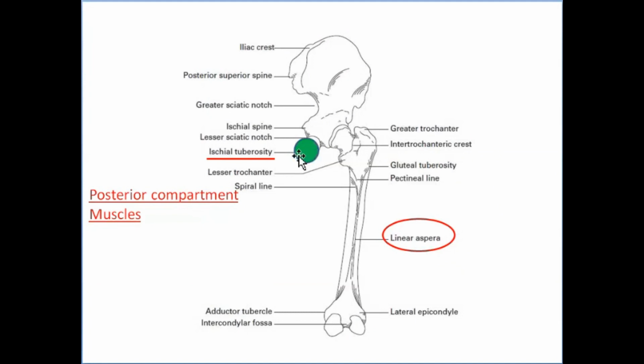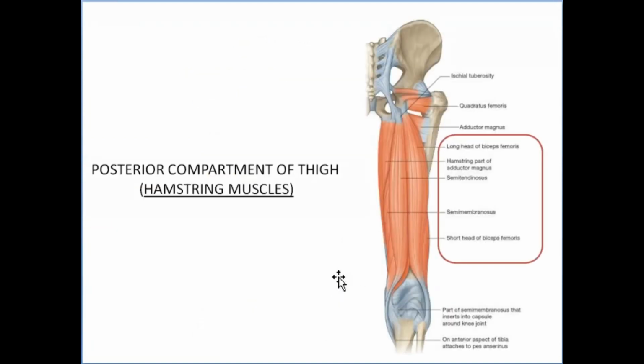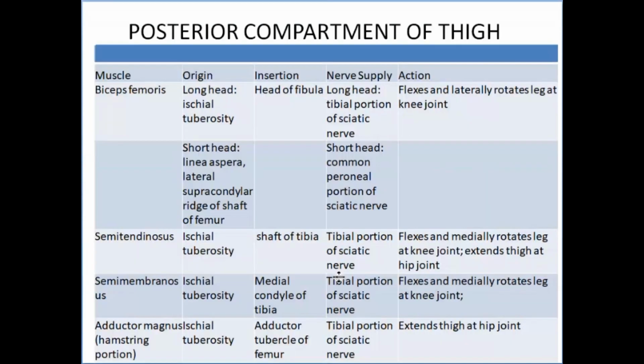All these muscles take origin from the ischial tuberosity, and because this is the posterior group, most of the muscles will come to the linea aspera. So here you can see that the origin is from the ischial tuberosity. It will be inserted all over the medial condyle of tibia, adductor tubercle. This I will tell you in detail.